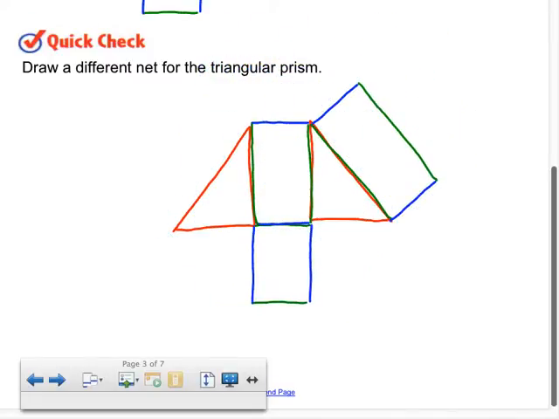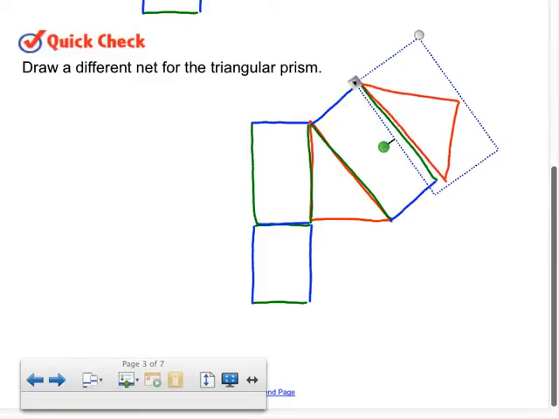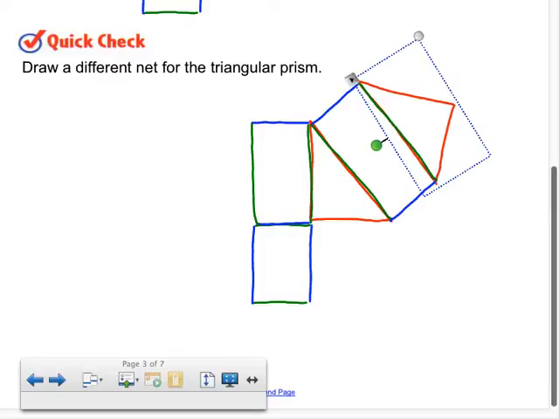Can somebody explain to me a net that maybe I haven't shown yet? Abu, what did you do? You could have put two rectangles on each hypotenuse. Oh, do you mean maybe that I could have put a triangle on each hypotenuse of the triangle on the rectangle? Do you mean like this? That's another way I could have made a net.